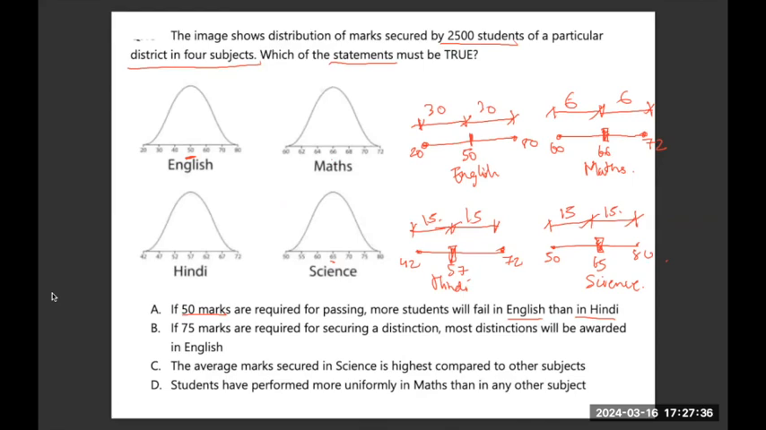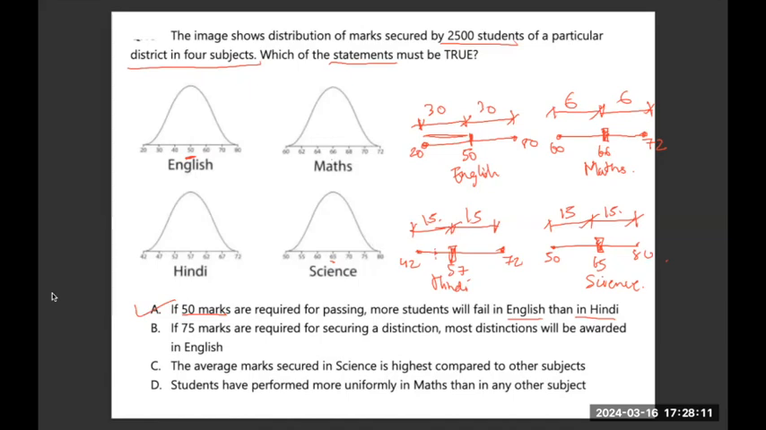So we'll start with the first one. If 50 marks are required for passing, most students will fail in English than in Hindi. English has 50 as the average. If 50 becomes the passing grade, half of the students will be failing in English. Versus in Hindi, 50 will fall somewhere here, so less than half of the students will be failing. So option A is correct. More students will fail in English over Hindi, which is true.